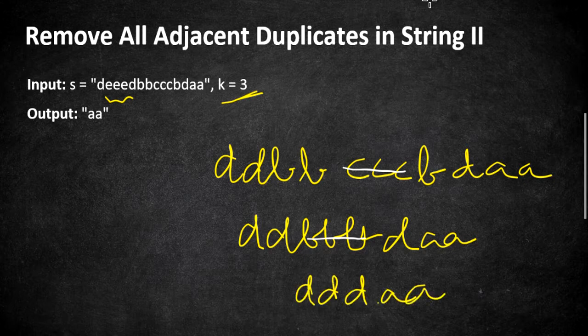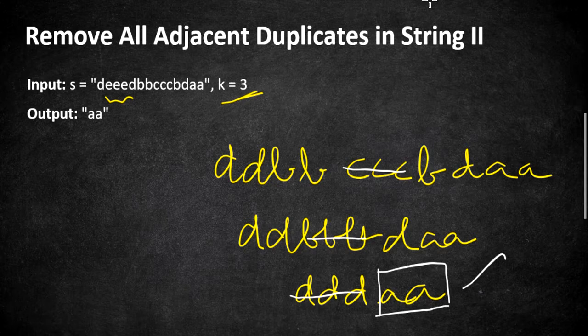Again, DDD is a substring of length 3 which has 3 repeating characters. So now we are going to remove DDD from the string, and the final string we have is AA, and we don't have any more substrings of length 3 with repeating characters. So this is the final string we can achieve by removing duplicates of size 3. Finally, this is our output.